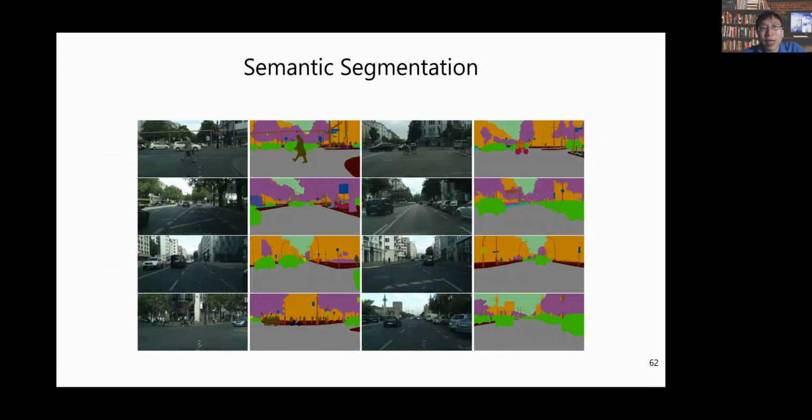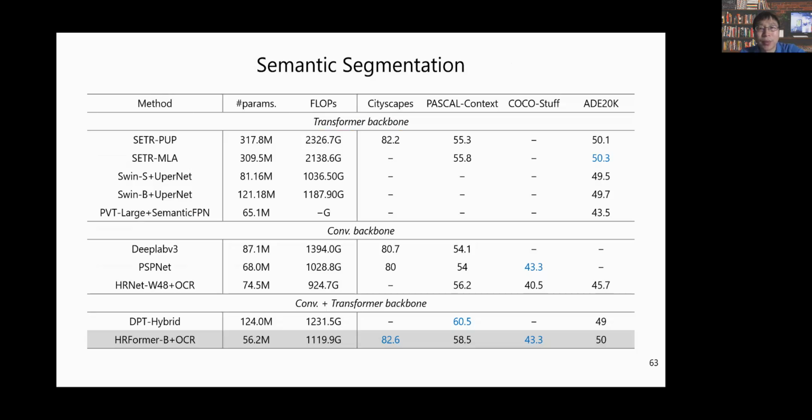Here let me turn to another dense prediction problem, semantic segmentation. Here we compare with several representative methods, with transformer backbones and convolutional backbones, and our method is a mixture of convolution and transformer. Actually, we do not directly use HRFormer for segmentation. We combine it with OCR, the object context representation method mentioned in the first part.